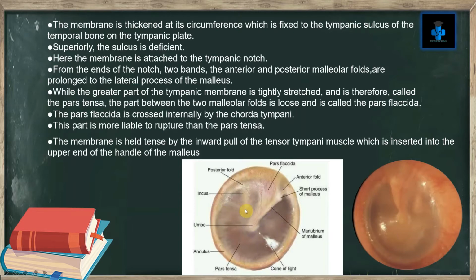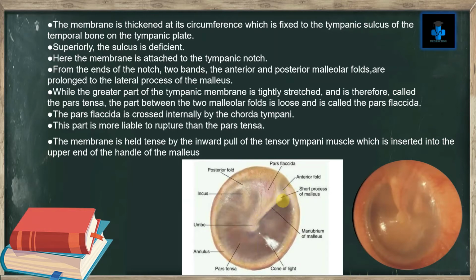Superiorly, the sulcus is deficient. Here, the membrane is attached to the tympanic notch. From the ends of the notch, two bands, the anterior and posterior malleolar folds, are prolonged to the lateral process of the malleus. This right here is the short process of malleus.